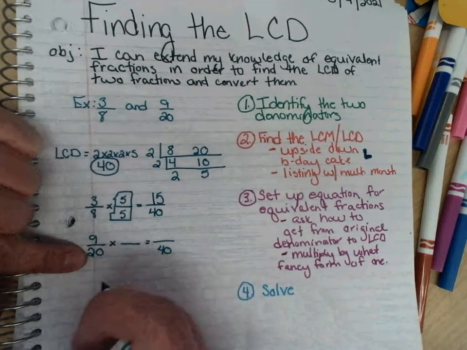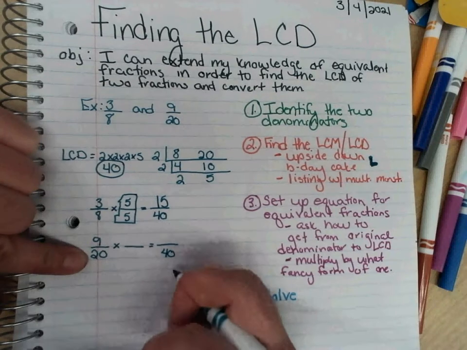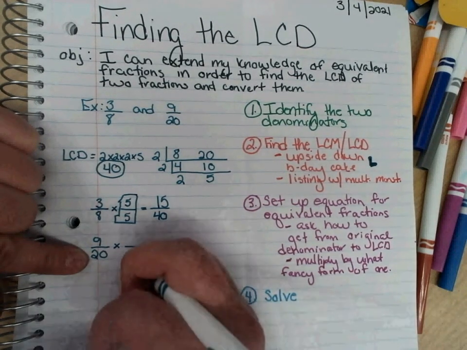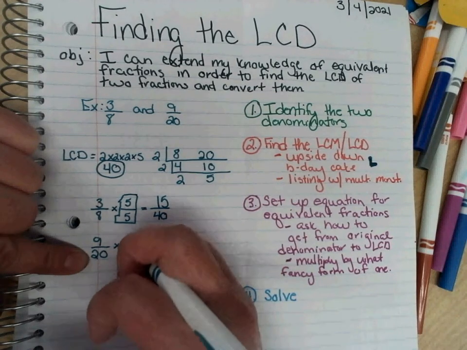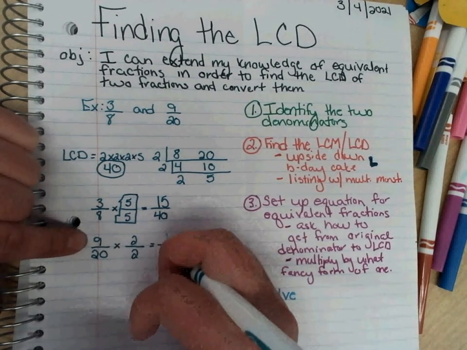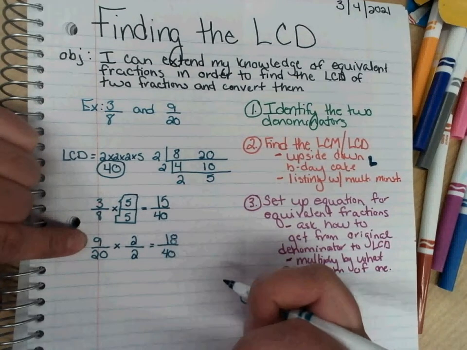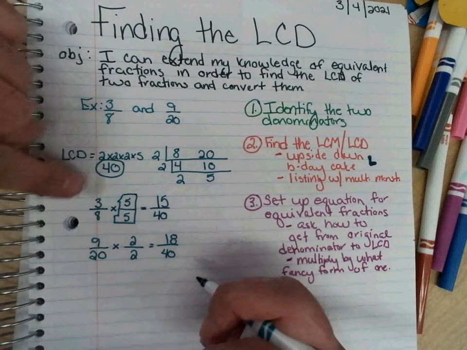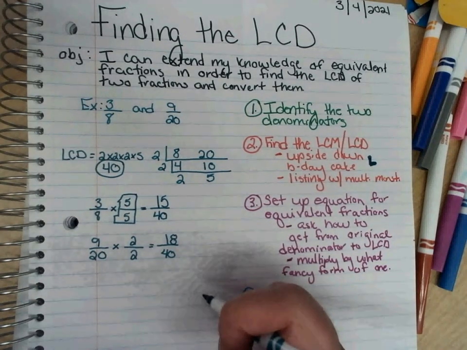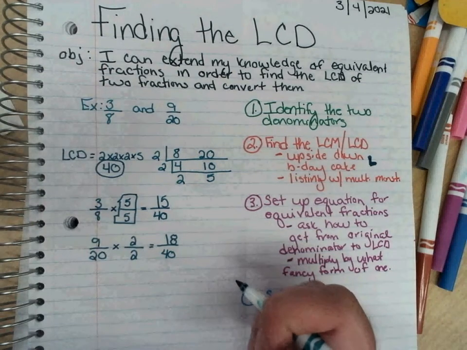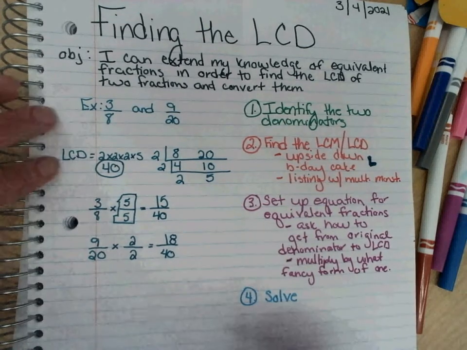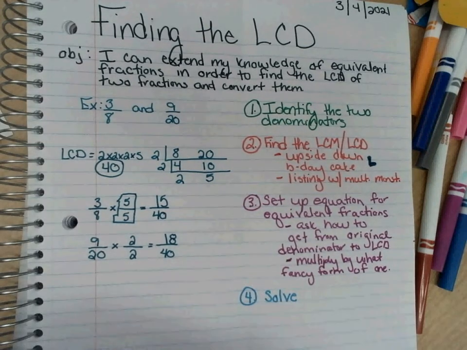15. Very good. So now I come down here, I ask myself, okay, how do I get from 20 to 40? 20 times what gives me 40? 2. Yes. Whatever I do to the bottom, I must do to the top. 9 times 2 is 18. And so now I have two new fractions. They're equivalent fractions with a common denominator, and so I can do a lot of things with these. Now this will also help you with comparing and ordering fractions, but it's going to help you with adding and subtracting fractions later on as well. So that's the first example.